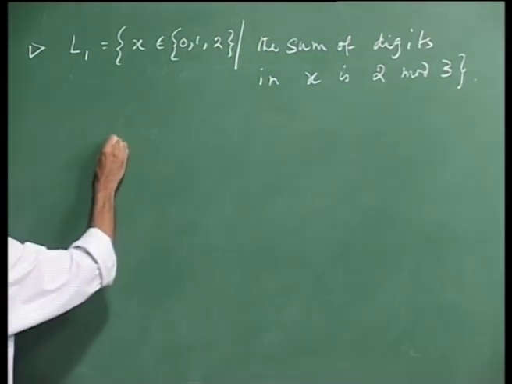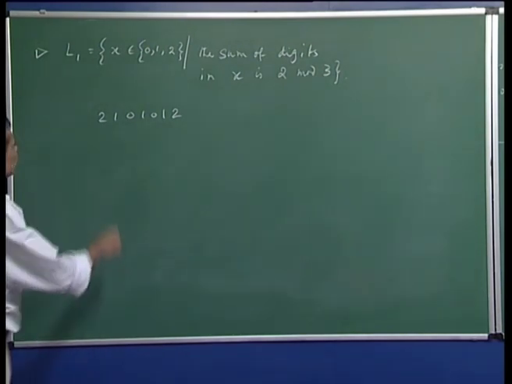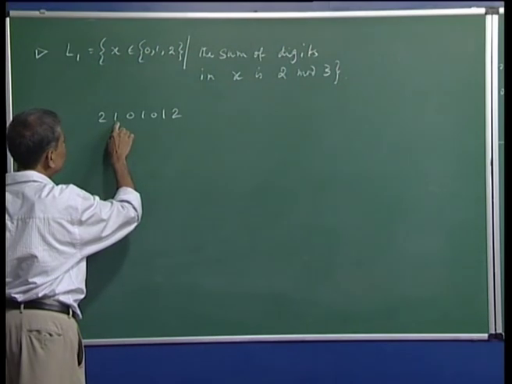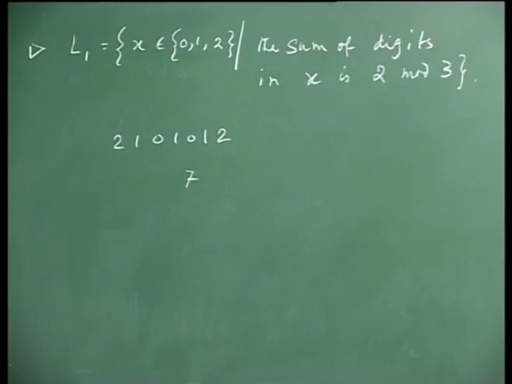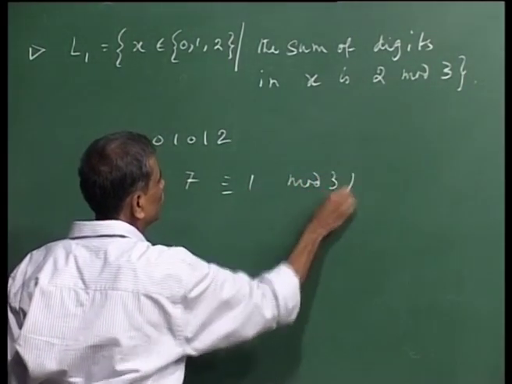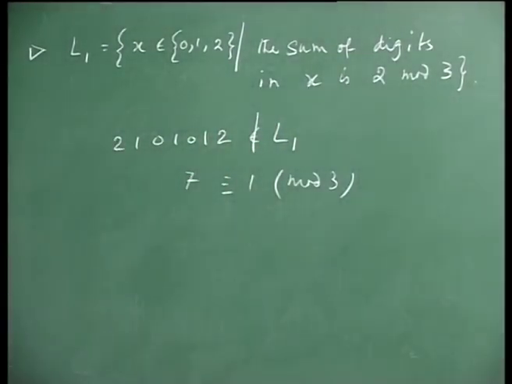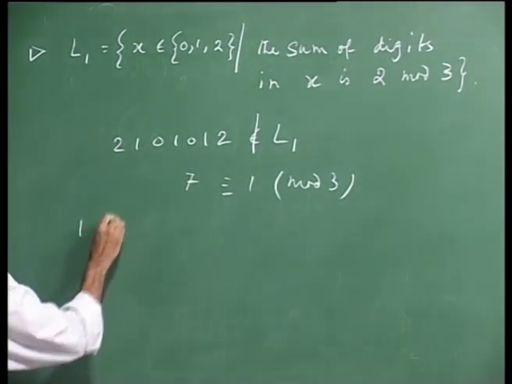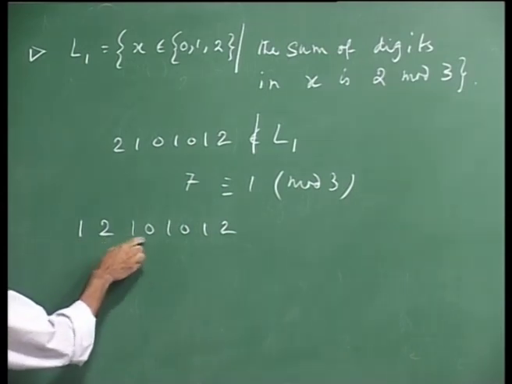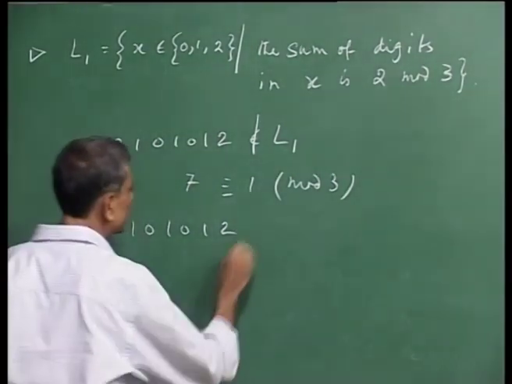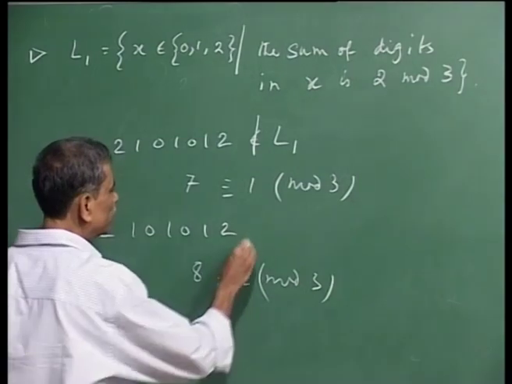So let us take some example string 2 1 0 1 0 1 2. Is this in L1? Well, so what is the sum of its digits? 2, 1, so 3, 4, 5, 7, so sum of its digits is 7. 7 is 1 mod 3, right? It is not 2 mod 3 and therefore, this is not in L1. On the other hand, the other one, I just put a 1 in front, 1, 2, 1, 0, 1, 0, 1, 2, the sum of digits now is going to be 3, 4, 5, 6, 8. So, this is of course, 8 is 2 mod 3, see. So, therefore, this is in the language L1.